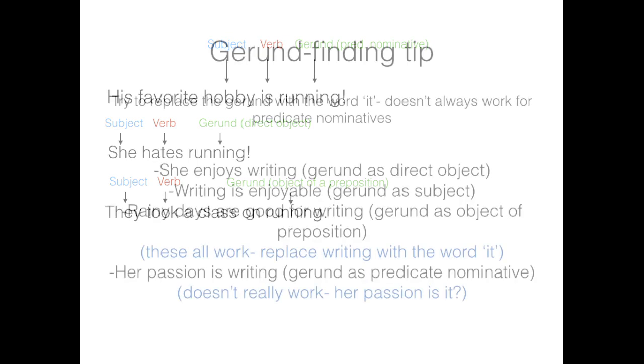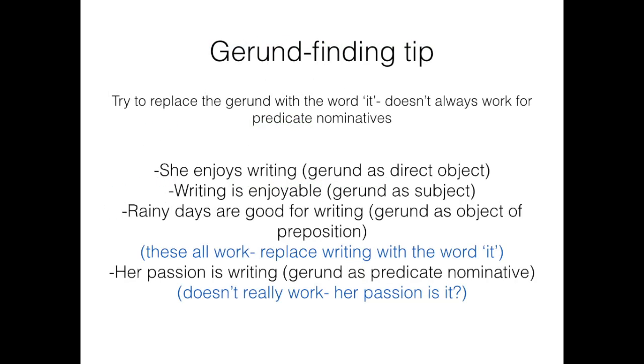One easy way to tell if a word is a gerund is to replace the word that you think is a gerund with the word it. If the sentence still makes sense, the word is probably a gerund. However, note that this doesn't always work with gerunds being used as predicate nominatives, because those usually follow some form of the verb is, which won't always sound right. In this slide, for example, you can replace all the writings in the top sentences with it and it'll be fine, but the one on the bottom, the predicate nominative, doesn't read very well with the replacement.